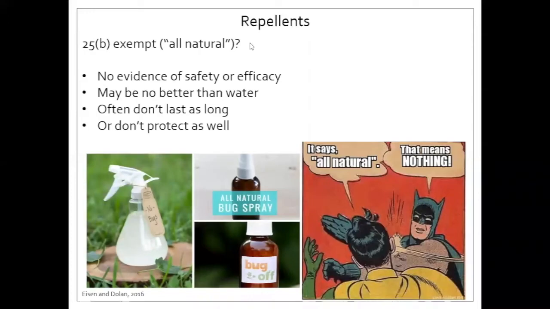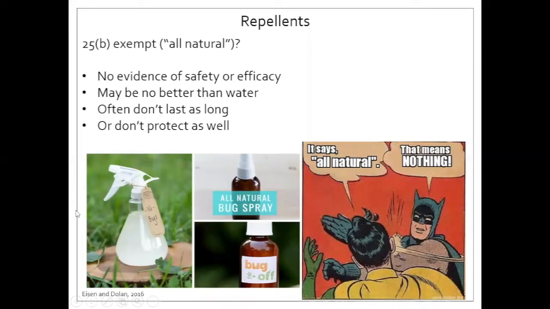And then I want to talk a little bit about the 25B exempt products or the all-natural products. With these, it's really important to recognize that there's no evidence of safety or efficacy, which means we don't know if these are safe or effective. In some cases, they may be no better than water. If you look at this bottle on the left, I could sell you this bottle and put lemonade in this, and there would be nothing illegal about that. They're just simply not regulated.